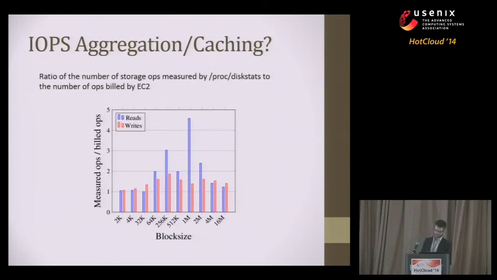Basically, here we performed 1 gigabyte of sequential reads and writes to an EC2 block storage volume, used direct I/O to avoid caching in the guest. The graph here shows the ratio of the number of storage operations that we measured on an instance using proc disk stats to the number of operations that were actually billed by EC2. And as you can see, proc disk stats reports many more I/O operations than were eventually billed by EC2, which indicates some degree of caching and aggregation.